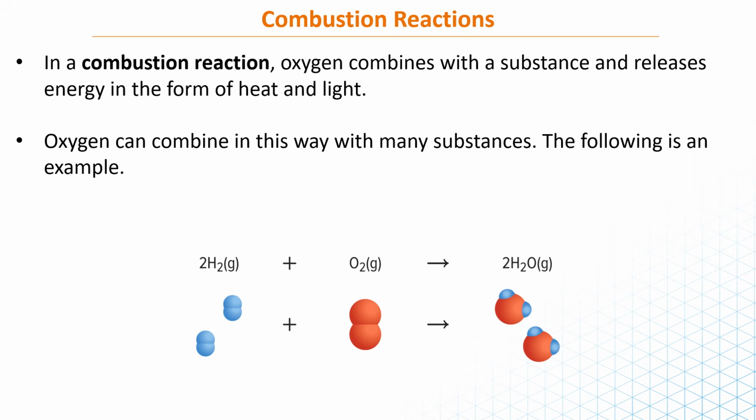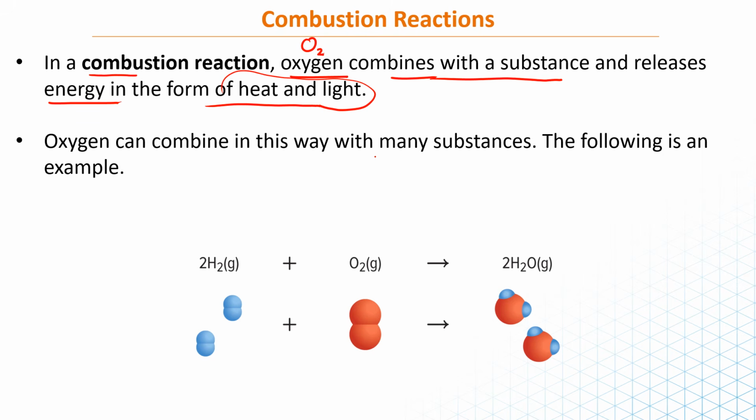Okay, now we go to combustion reaction. So we finished synthesis, we finished decomposition. Now let's go and talk about combustion reactions. So in a combustion reaction, oxygen, which is O2, combines with a substance and releases energy in the form of heat and light.